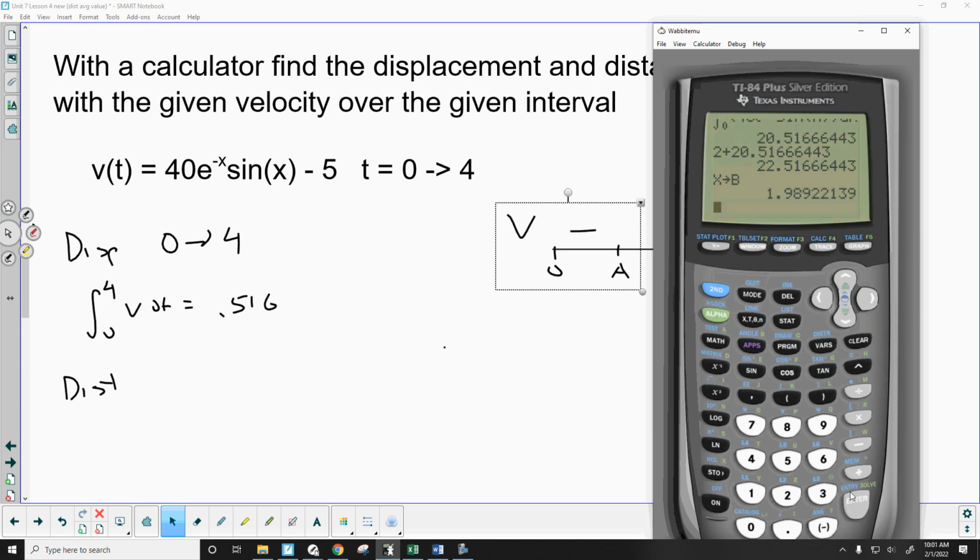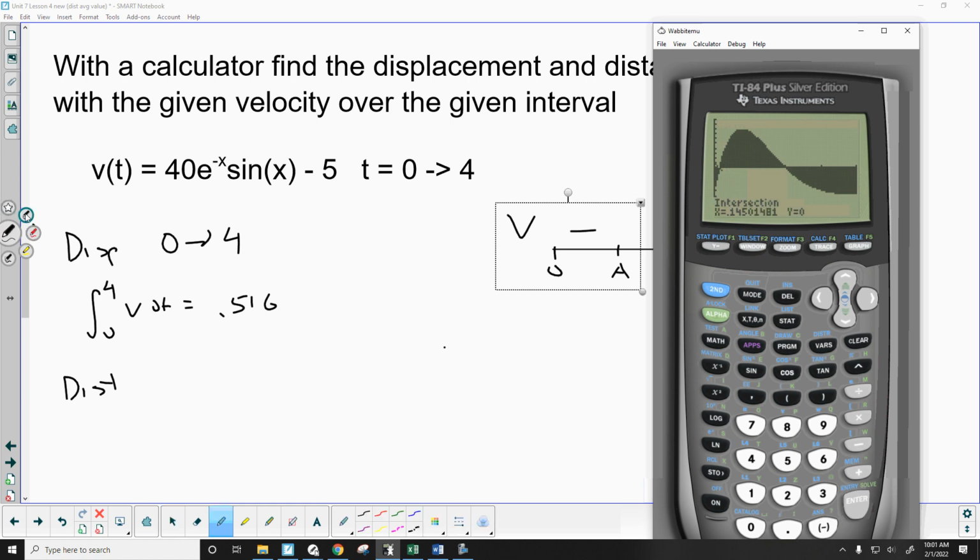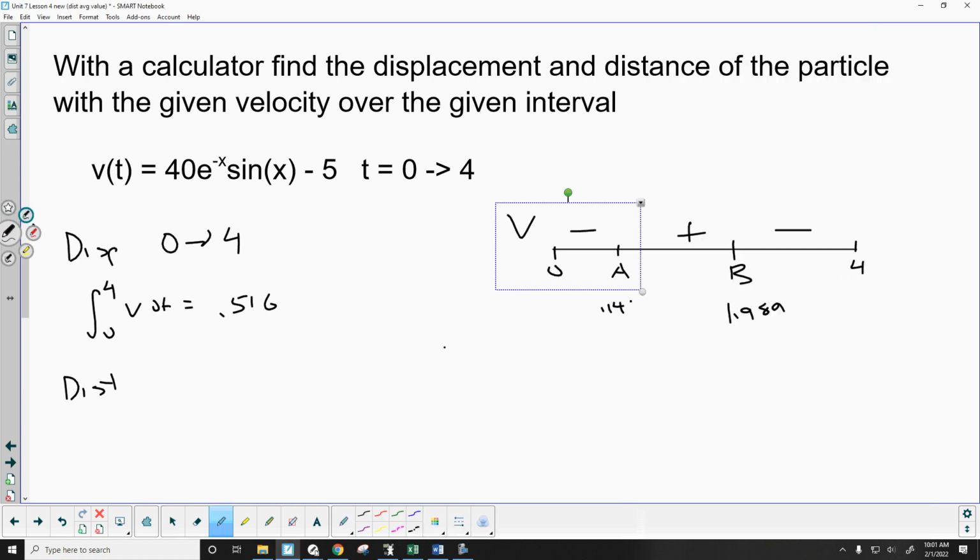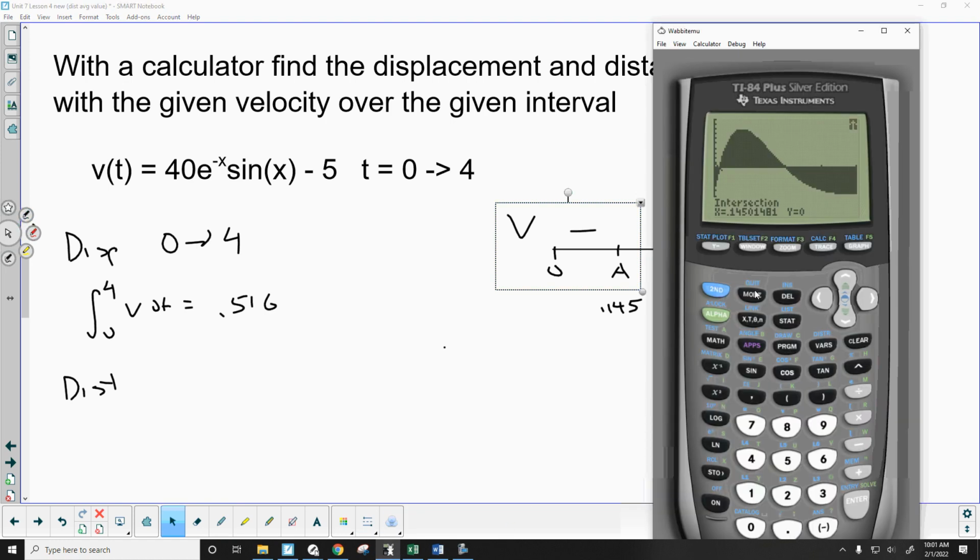Now 1.989 is B. Let's find A. Pop over to the other intersection, which looks to be close to 0, so some decimal. A is 0.145. Let's store that as A. X, I want to store as A.